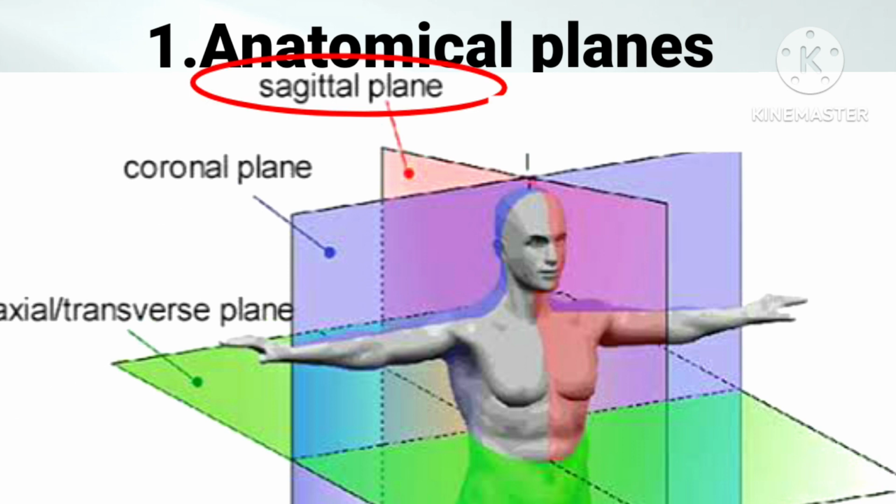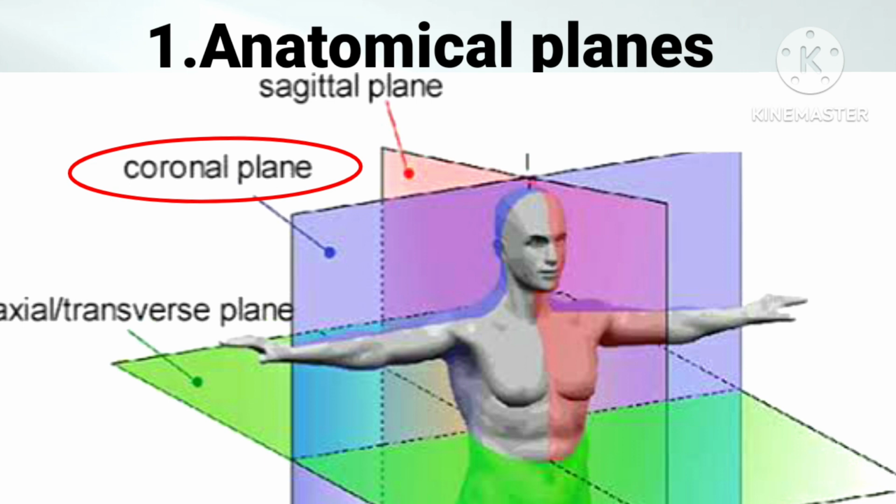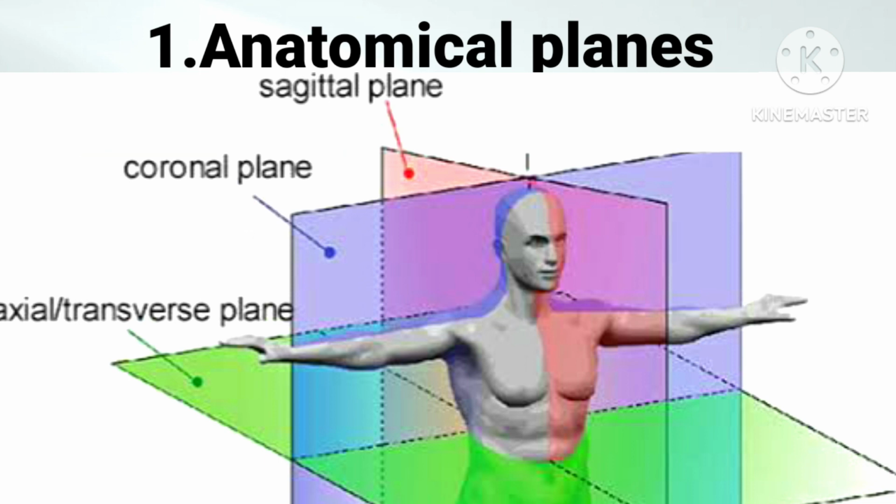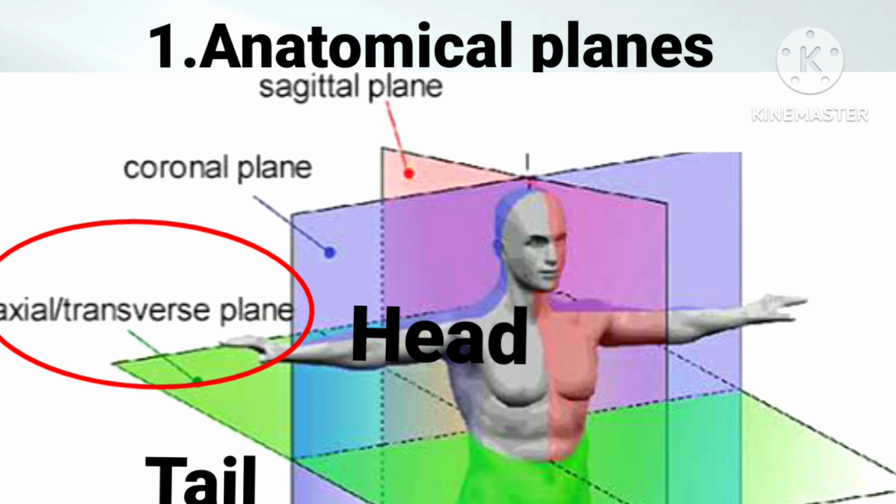This is the sagittal plane, which is a plane dividing the body into right and left. And this is the coronal plane, or we call it the frontal plane, which is the plane dividing the body into front and back portions. And this is the transverse plane, or we call it the axial plane, which is a plane dividing the body into head and tail portions.